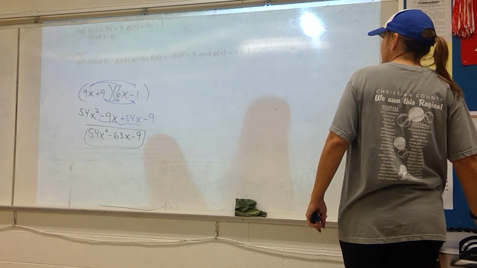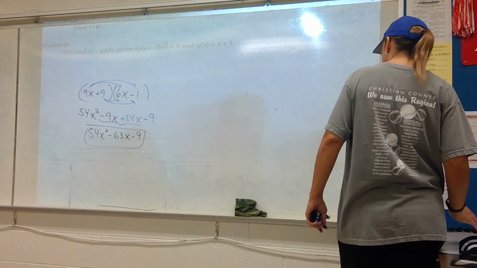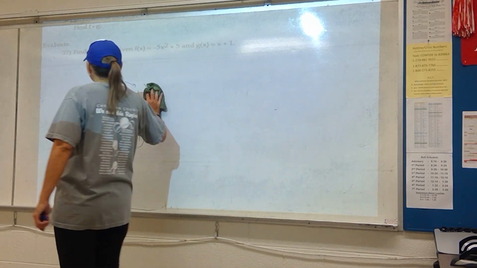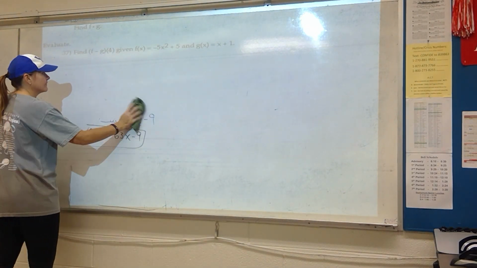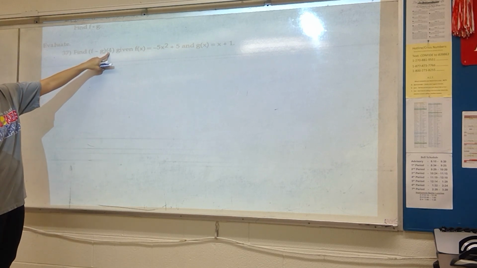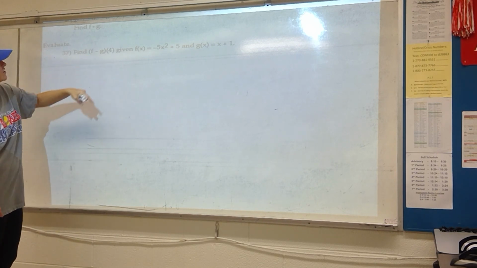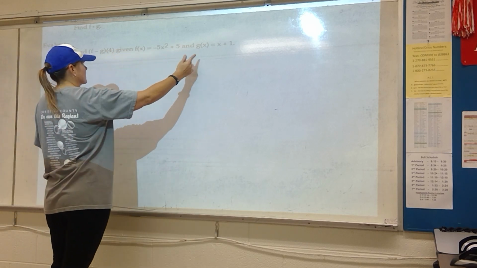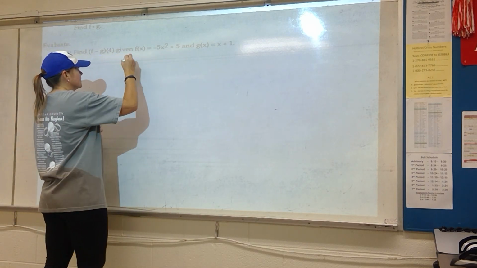Number 37. It says find f minus g of 4, and they give you f and g again. Now this one has a number. It wants the f minus g of 4. So you could plug in 4 and then subtract the two. I think that's the easiest way to do it.